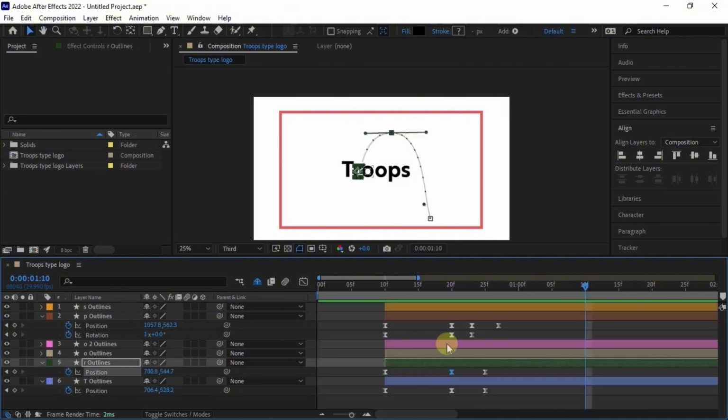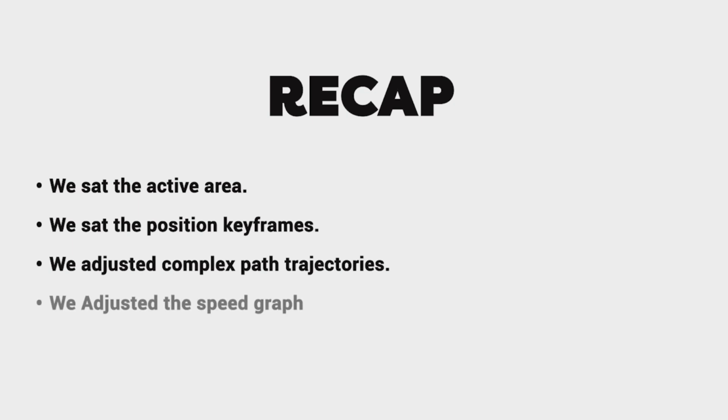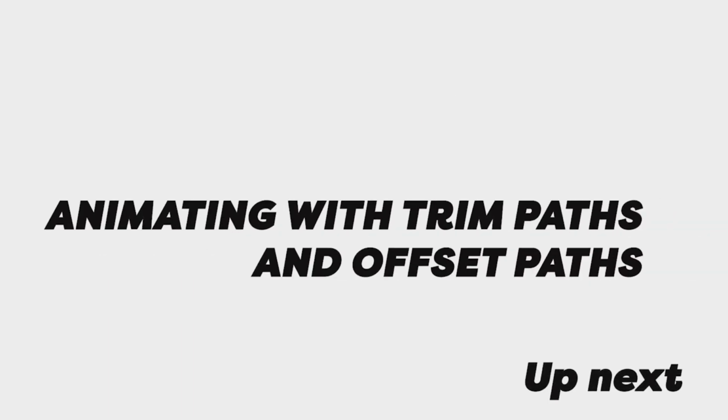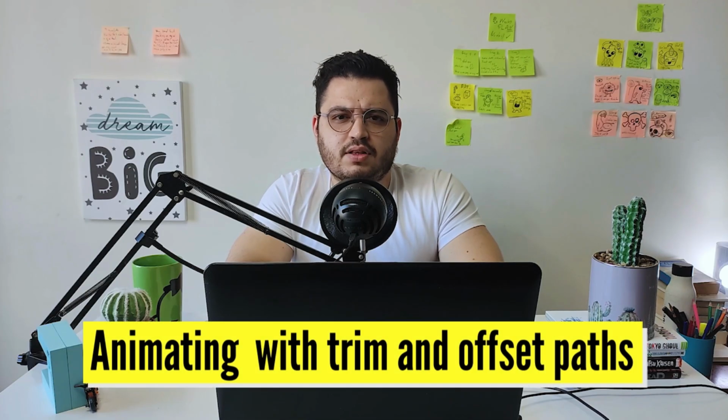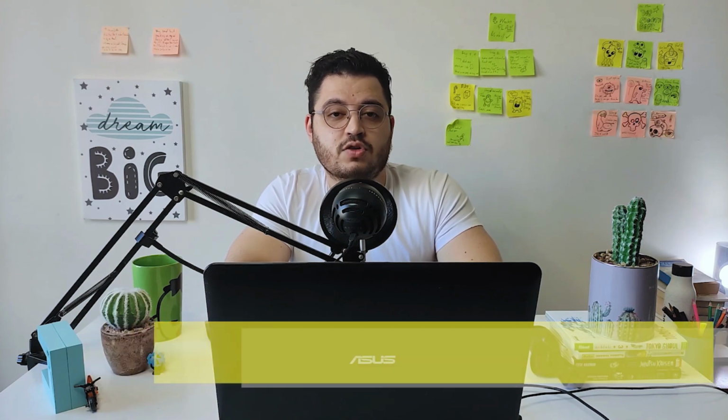Amazing. So recap, highlight. In this lecture, we set the active area, we set the position keyframe, we adjusted complex path trajectories, and we adjusted the speed graph. Up next, we will animate using the trim path and the offset path. In this lecture, we will try something different. We will be animating shapes using trim path and offset path, not letters. And after that, we will morph the shapes with the letters.